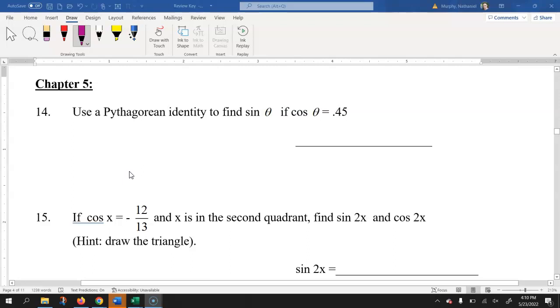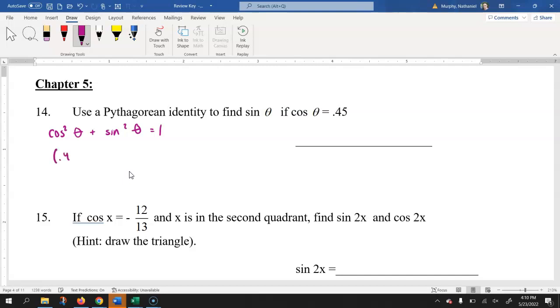So let's start with number 14 here. It says use a Pythagorean identity to find sine of theta if cosine of theta is 0.45. So remember, on your cheat sheet, you could have the Pythagorean identity and all of its alternates. Well, the most basic one is that cosine squared theta plus sine squared theta equals 1. And we're trying to find the sine of theta if we know the cosine of theta is 0.45.